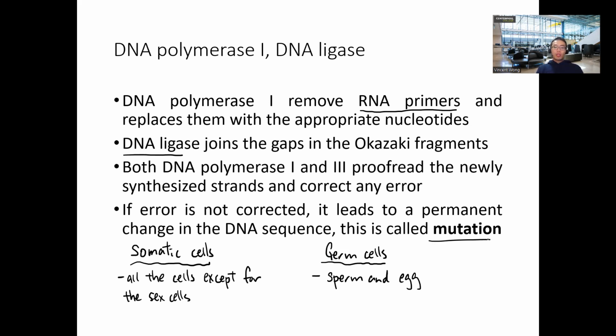Now, if there is a mutation in our somatic cells, then it will only affect you alone, right? The individual who has the mutation in the somatic cells is the only one who will be affected by it. However, if a mutation occurs in the germ cells, then future generations would be affected by that mutation because the sperm and eggs will be the cells that are used to create the next generation, right?